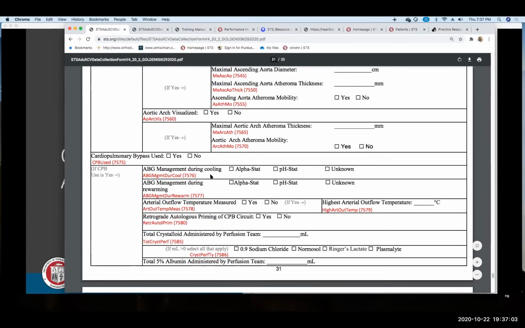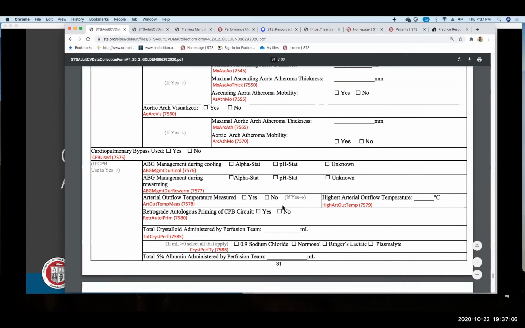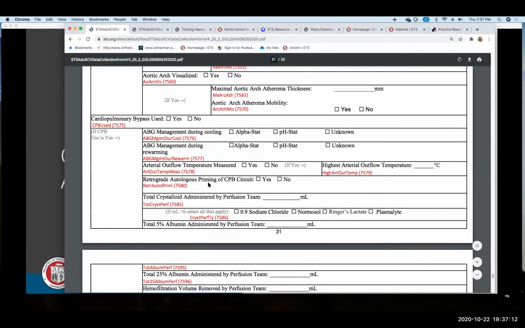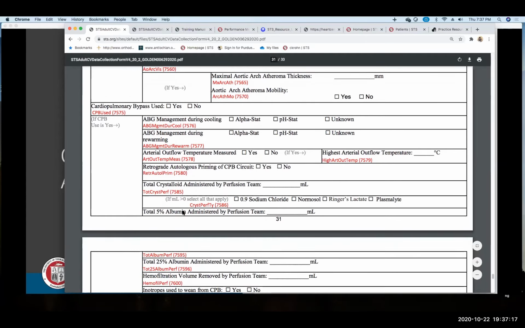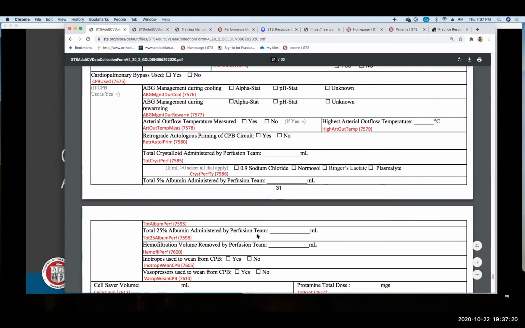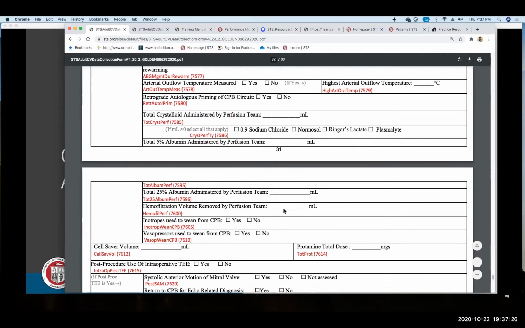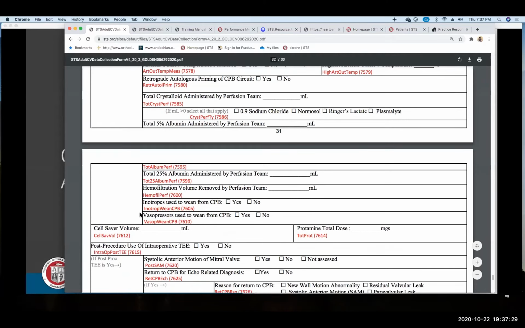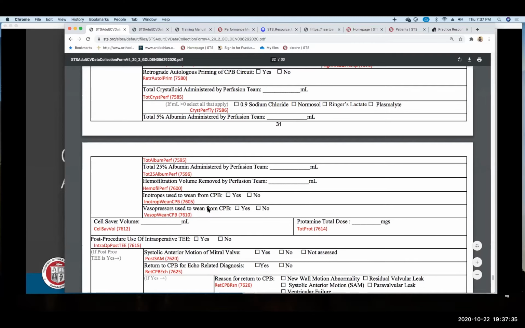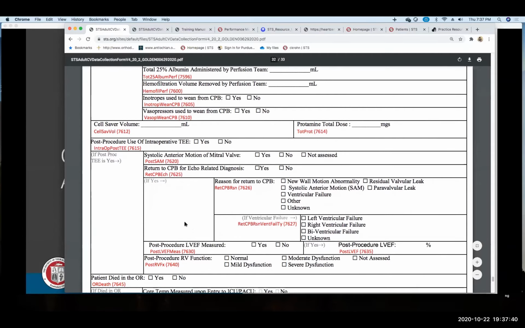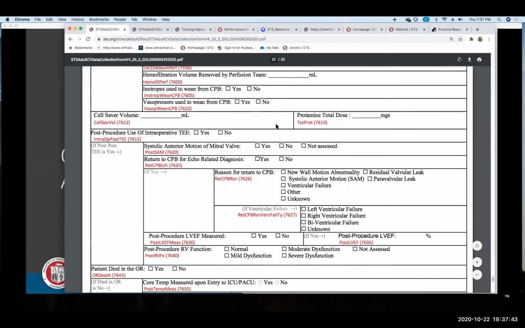During bypass, we're looking at ABG management, arterial outflow temperature measured, and the highest arterial outflow temperature measured. Retrograde autologous priming of the CPB unit, and then total crystalloid by the perfusion team, and then albumin 5% by the perfusion team, 25% by the perfusion team, and what was given. Hemofiltration volume removed by perfusion. They took volume off of the patient, and then inotropes and vasopressors used to wean from CPB.